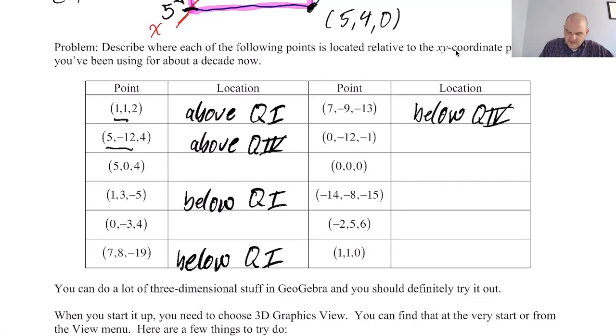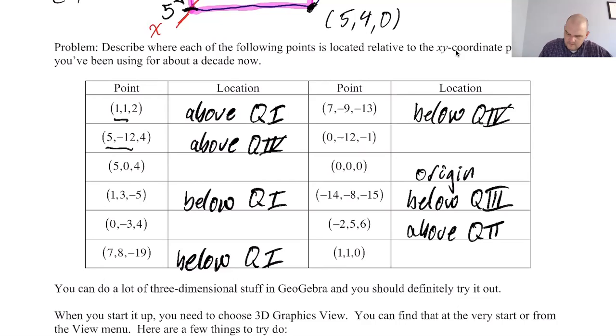0, -12, -1. Let's wait for it. 0, 0, 0. That's the origin, so we're going to say that. Origin. -14, -8. That's quadrant 3 of the xy plane, and then you're below. So below quadrant 3. And then -2, x is negative, y is positive. That's quadrant 2, and you're above. Above quadrant 2. And then 1, 1, 0, that is quadrant 1 of the xy plane. So we're in quadrant 1 of the xy plane.